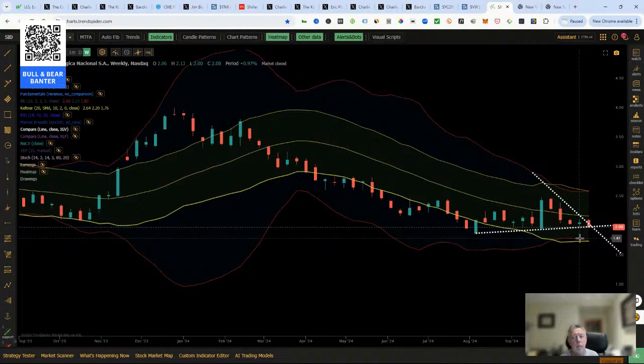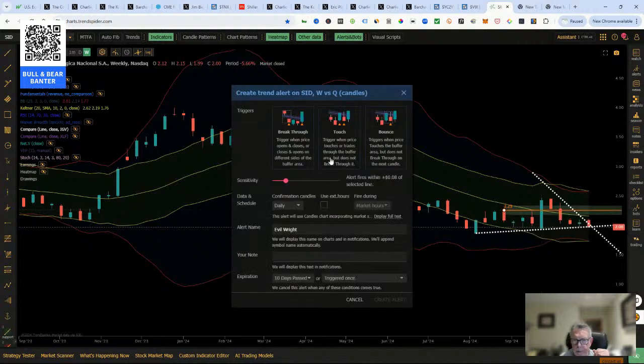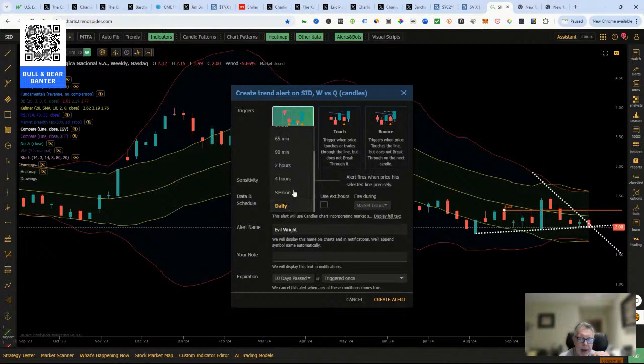But it's worth the watch to keep an eye on. If it breaks out, as a matter of fact, let's do this. If we begin to break out here, this is the value of using the alert system. Breakthrough. I don't care if it touches or bounces. All I care about is a breakout and a confirmation candlestick pattern on a 4-hour time frame. I want to make sure this closes above 229 per share.